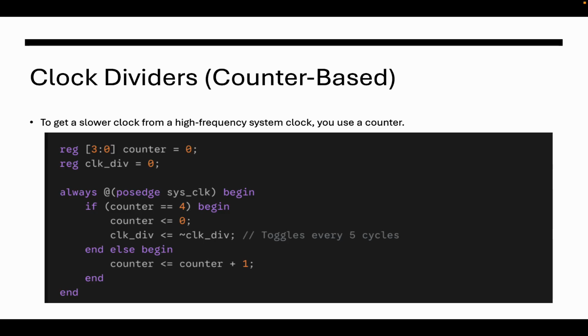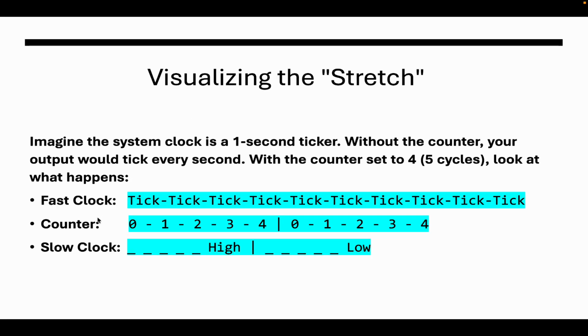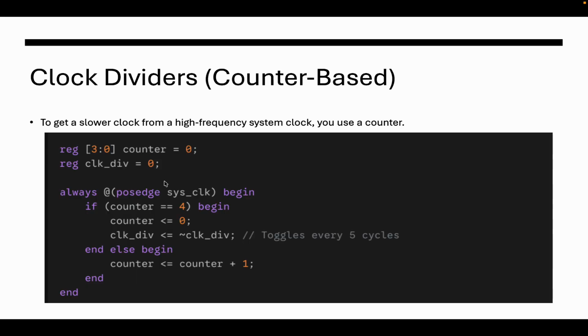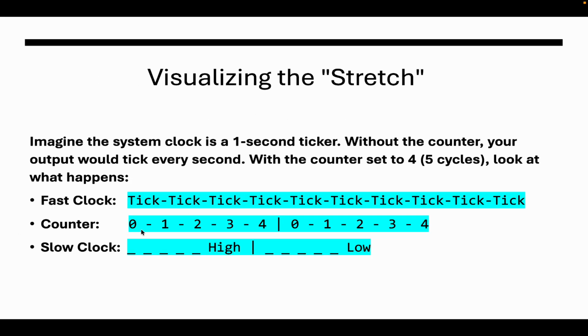We'll see it with a proper example. Since it's a 4-bit counter, it will count 0, 1, 2, 3, 4. So it will have 5 cycles, right? In the beginning, whatever your system clock is, it will be ticking every 1 second, or you can take it as 1 nanosecond, it will tick. So it will tick 10 times.